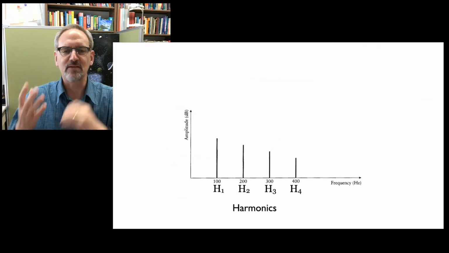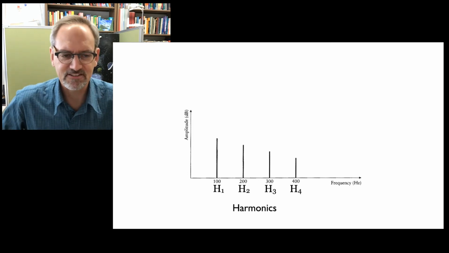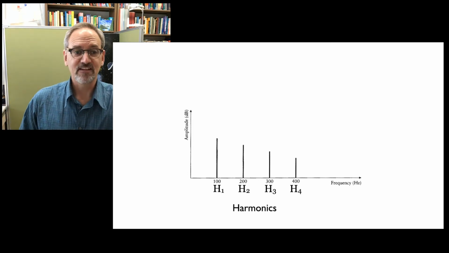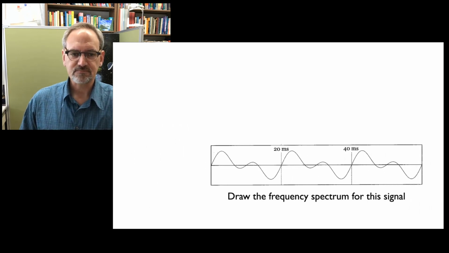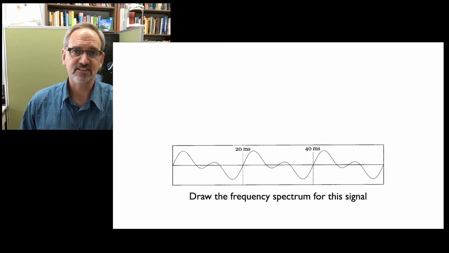Hopefully you get the mental image of what we're looking at. Those are a complex wave made up of four components, four harmonics, at 100, 200, 300, and 400 hertz, each with slightly lower intensity. Okay. So let's get a little bit of practice.